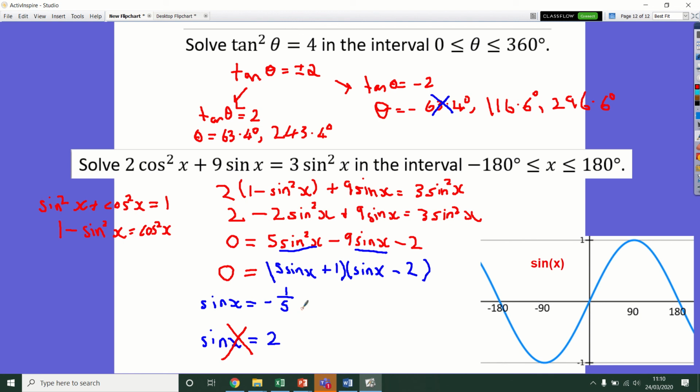For the first possibility, though, I can get values of x for this. This is in the right range of values for sine x. So I'm going to inverse sine on my calculator. Just going to do that. The first value of x I get is minus 11.5 degrees. That's from my calculator. I'm now going to look over here at what range of values of x I'm allowed to have, and it looks as if I can have between minus 180 and 180. So this is a valid solution. This is in that range. I'm going to put it on the picture.